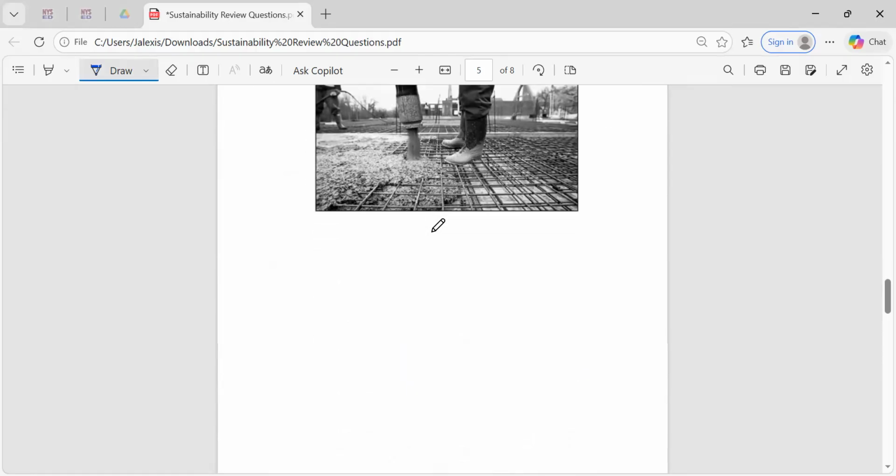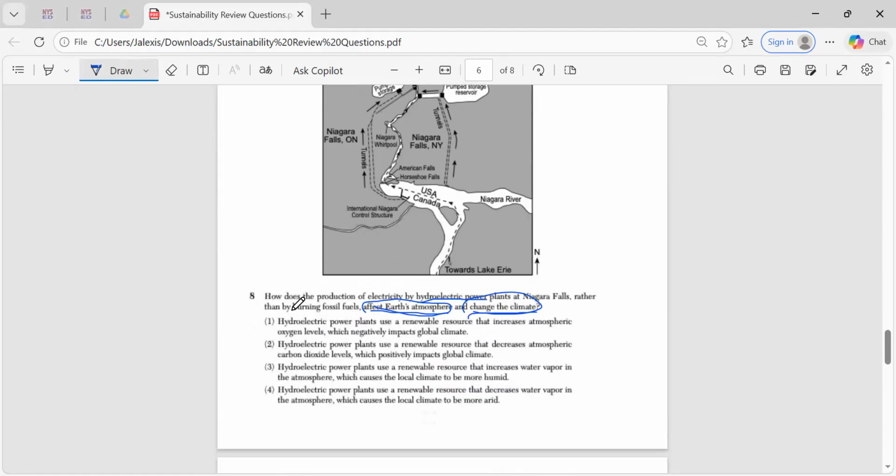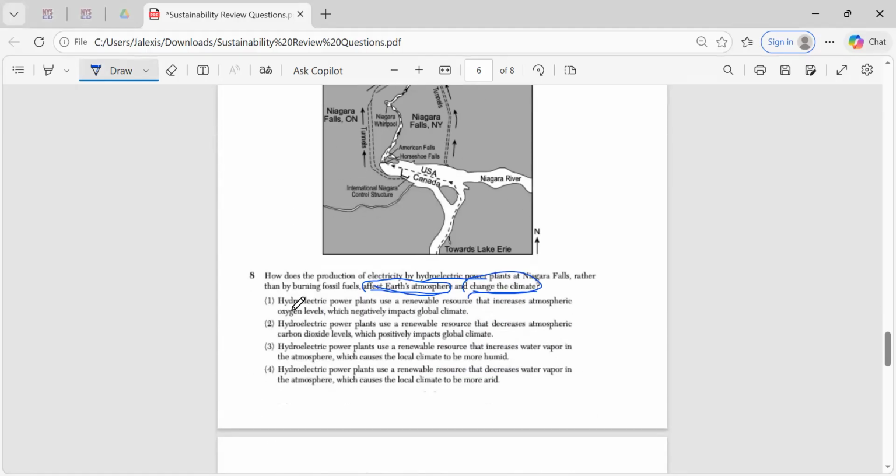I'm scanning, scanning. I'm also looking: the power of water is utilized at Niagara Falls. It's telling me about hydroelectric power, but I don't see anything talking about how it's affecting the atmosphere or how it's affecting the climate. So you know what that tells me? This is a C question. What do I mean by C? This is a content question.